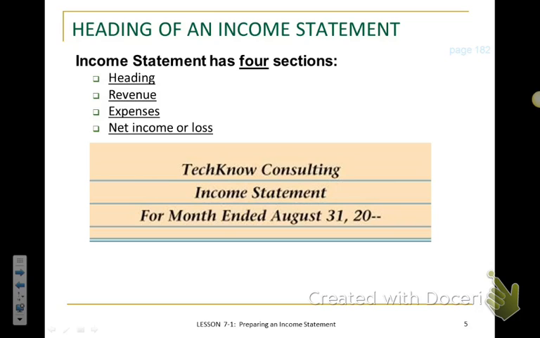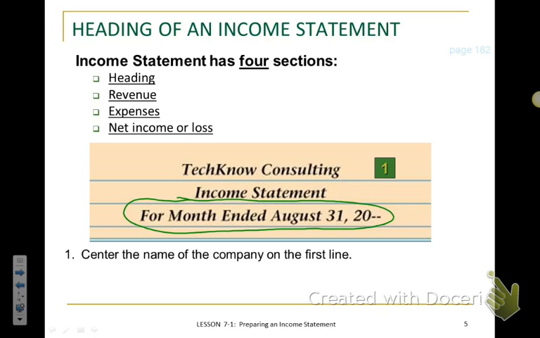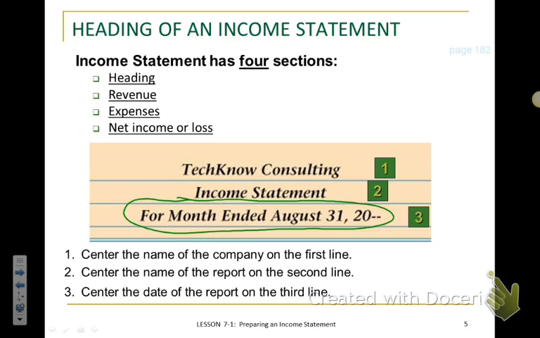And our heading on our income statement starts with the name of the company, what the financial statement is, and then what the period is. Okay, so this is important here, what the period is, because in an income statement, different than a balance sheet, we're talking about a period of time. So we're going to center the name of the company, the name of the report, and the third line, which is the date information.